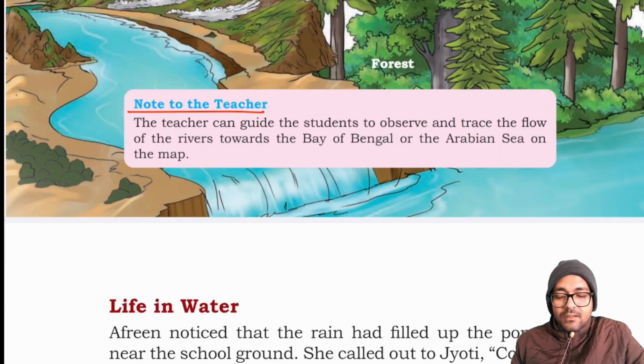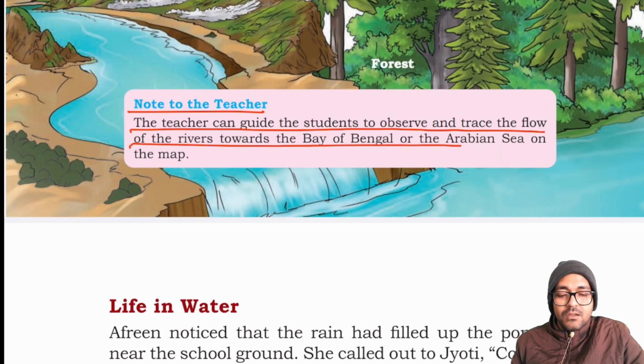Note to the teacher. The teacher can guide the students to observe and trace the flow of the rivers towards the Bay of Bengal or the Arabian Sea on the map.